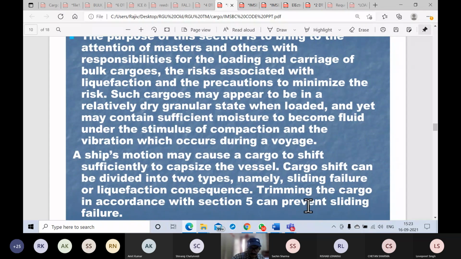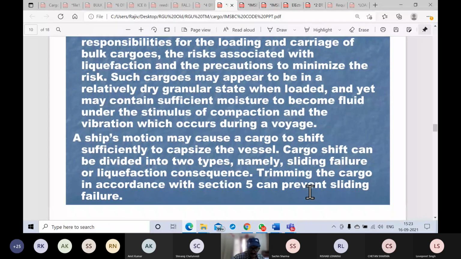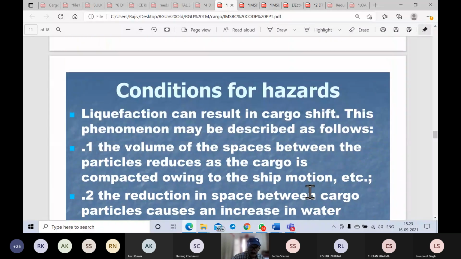We have seen this one: the compaction due to vibration of the vessel can ooze out the liquid away from the cargo itself, which can result in a flow state. One method could be trimming. Trimming can prevent sliding failure, rather.